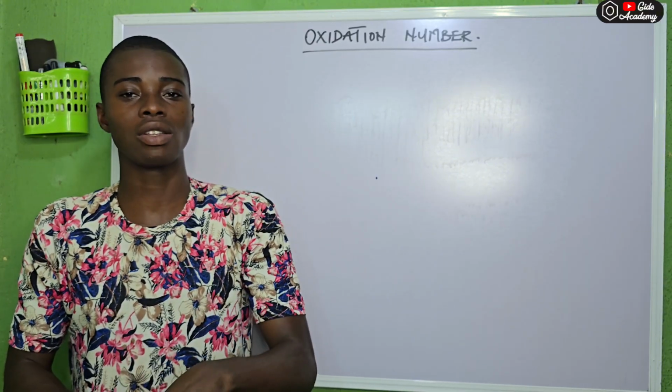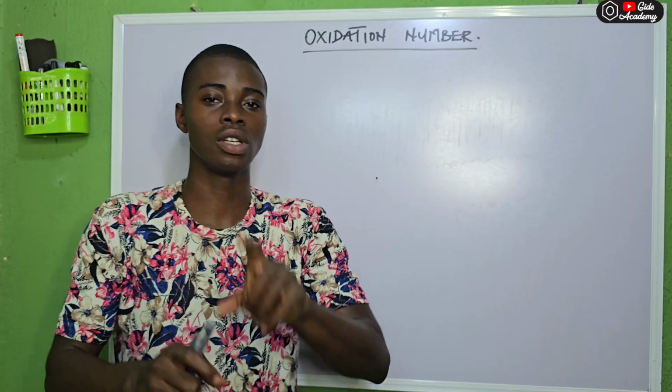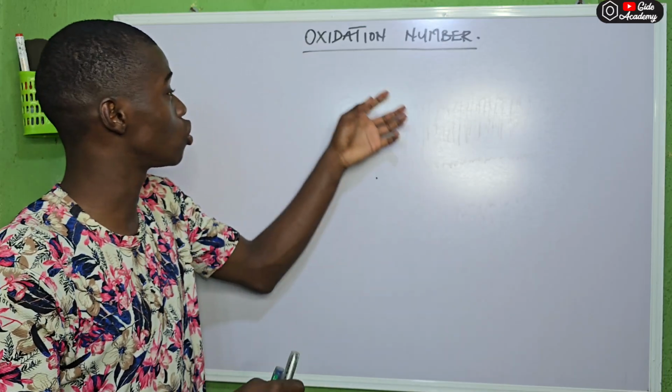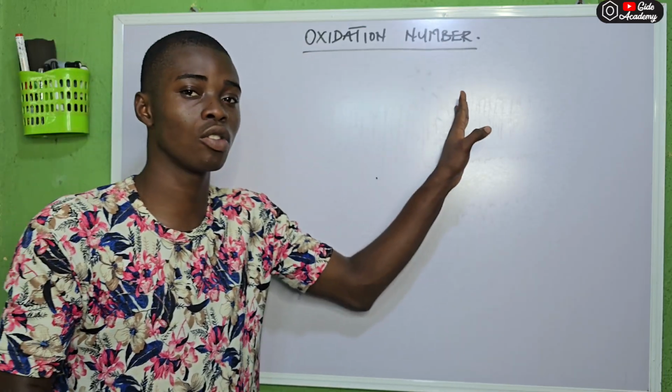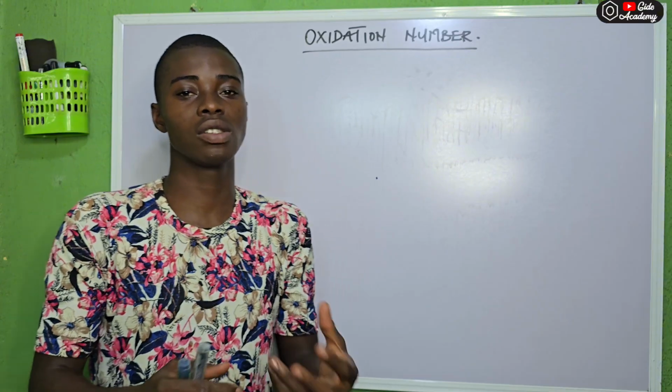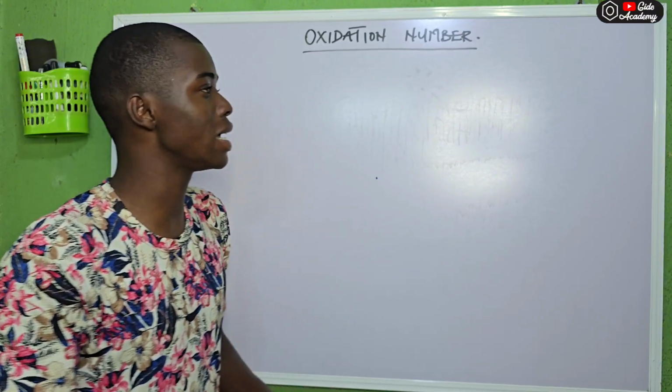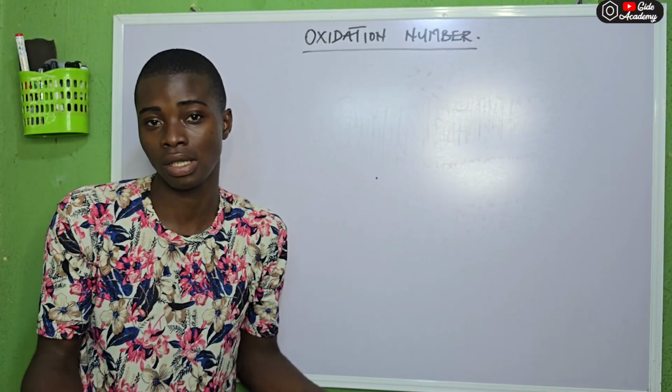For you to be able to balance redox reactions, there is a need for you to understand the concept of oxidation number. So the question is, what is oxidation number? Oxidation number is the hypothetical charge of an element.